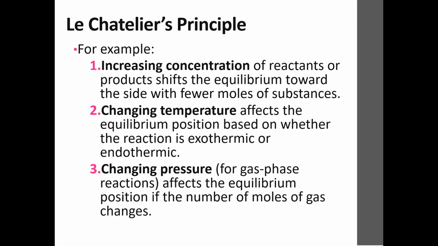While if the concentration of the products is increased, the equilibrium will shift toward the side with the fewer moles of substance, which in this case is the reactant. So when we disturb the system at equilibrium, either by increasing the concentration of the products or the reactants, the reaction will shift in the direction toward the substance with fewer moles, with less concentration of substance.